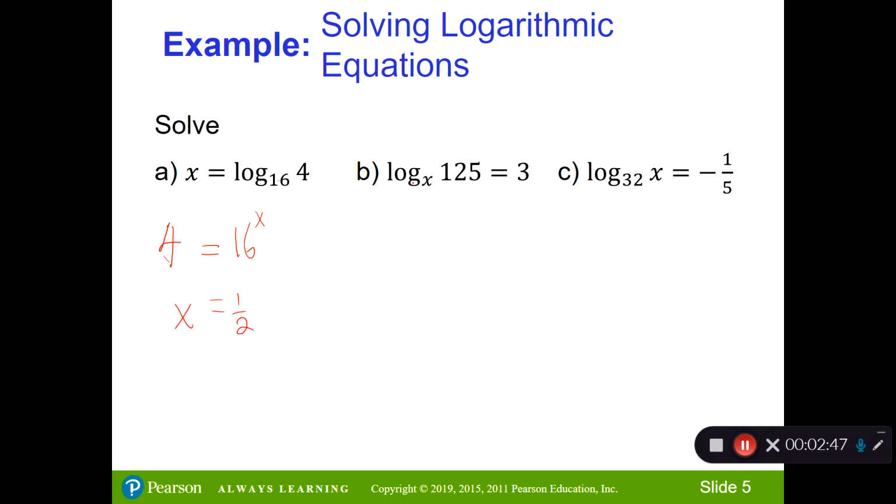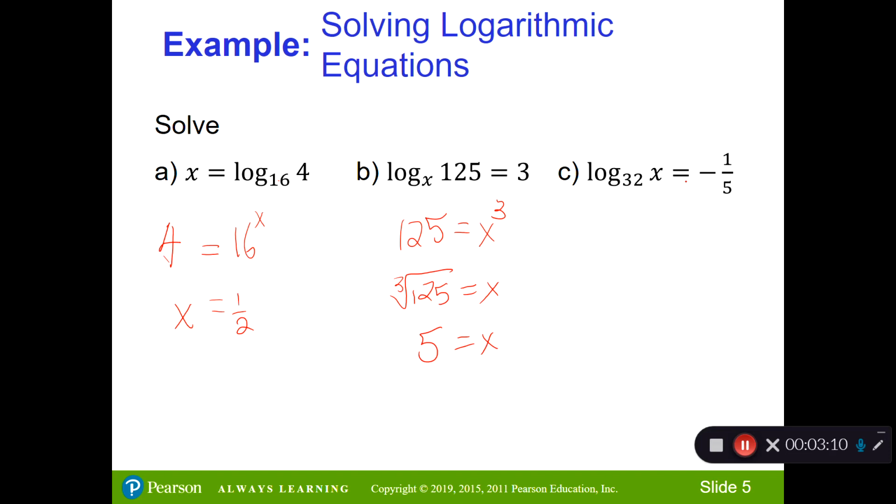Now let's do this one. The base here is the x, so x to the third equals 125. So if I'm trying to solve this now for x, I would cube root both sides. The cube root of 125 is 5.